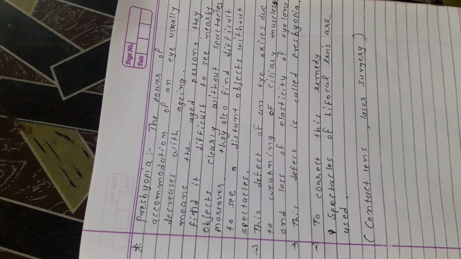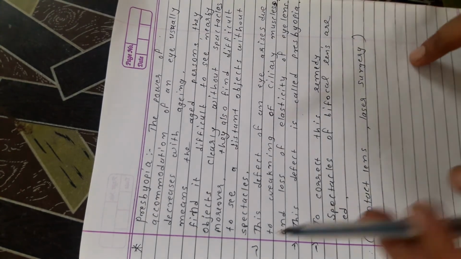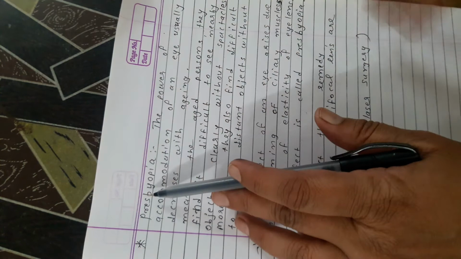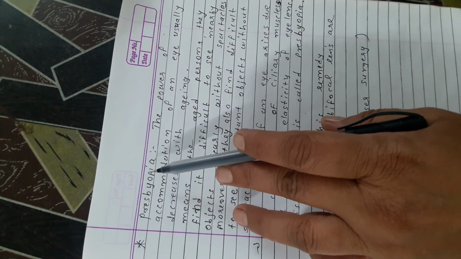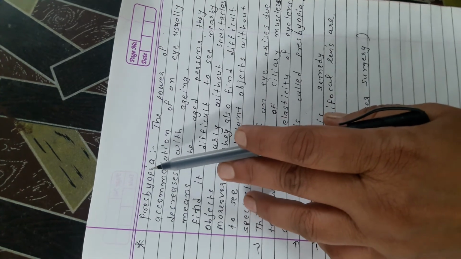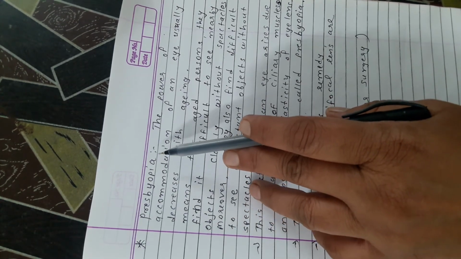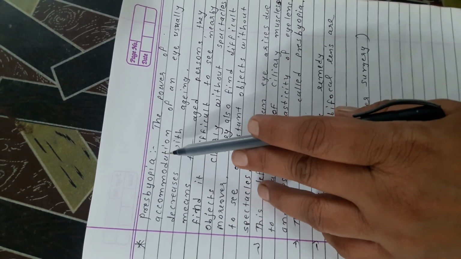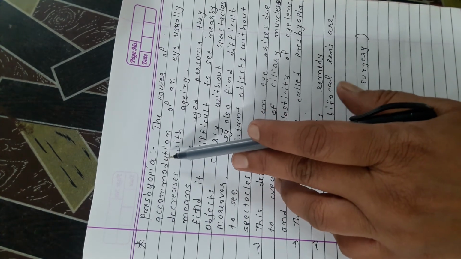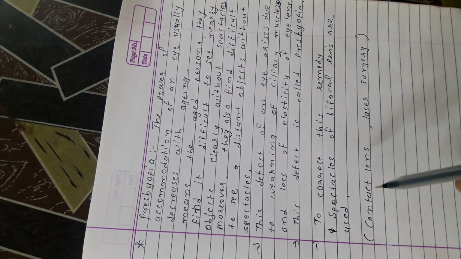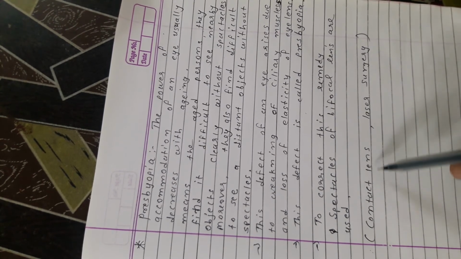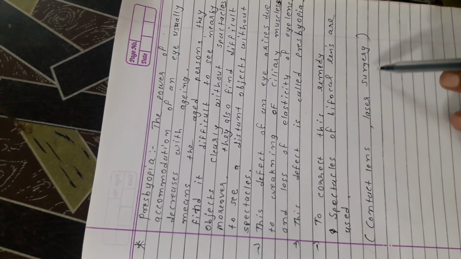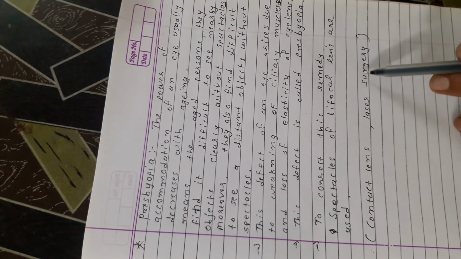So this type of defect, presbyopia, is mostly seen in old age persons, means they have difficulty to see the nearby object and far object clearly, so they use the spectacles of bifocal lens. And also sometimes contact lens and laser surgery are widely used to remove the defect of eye.